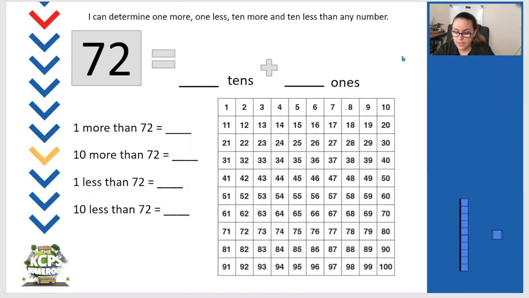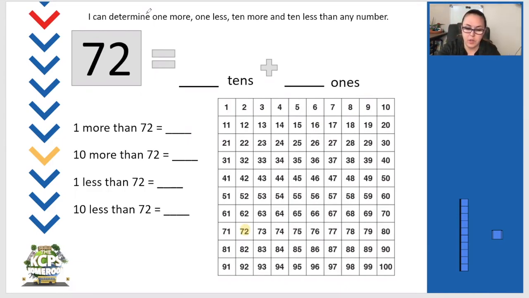There. Now, the first thing that I'm going to do when I utilize my hundreds chart is I want to highlight the spot or the square where the number that we start with is. So I'm going to take my yellow highlighter here, and on the hundreds chart I'm going to find 72. And I'm looking down to where I see 70s, and then I'm going over 1, 2, and right there is number 72.